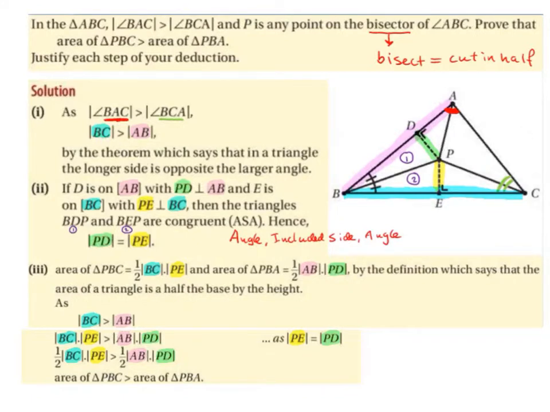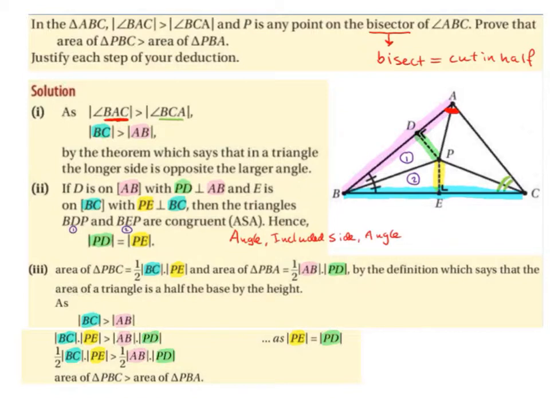So we have this angle matching up with this angle. We have this angle matching up with this angle. So the third angle must automatically be the same as well, because if you prove that 2 angles are the same in 2 triangles, then the remaining angle must also be the same, because the angles in a triangle must always add up to 180 degrees.